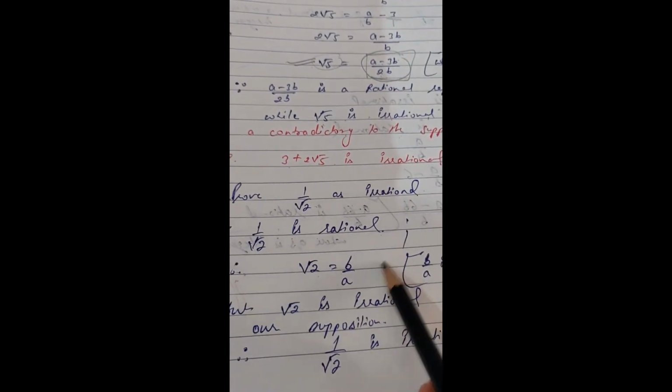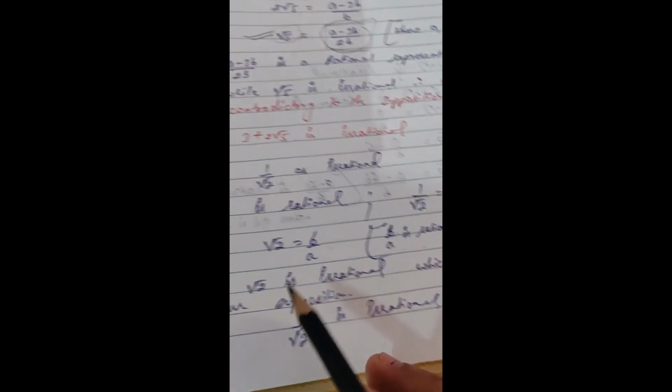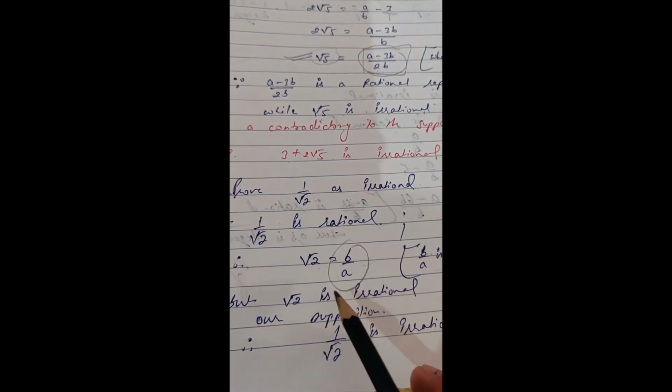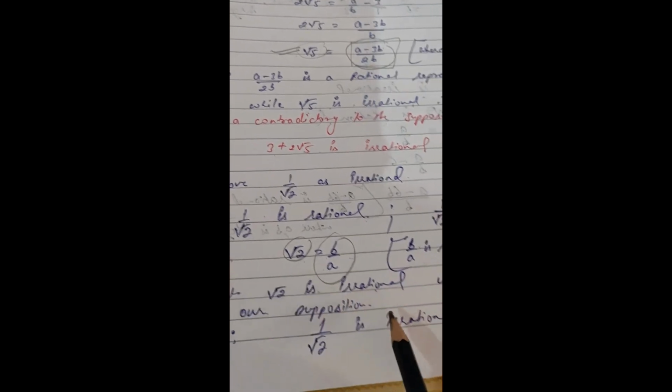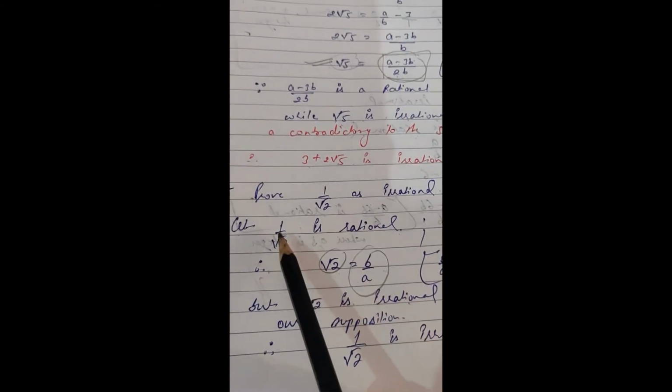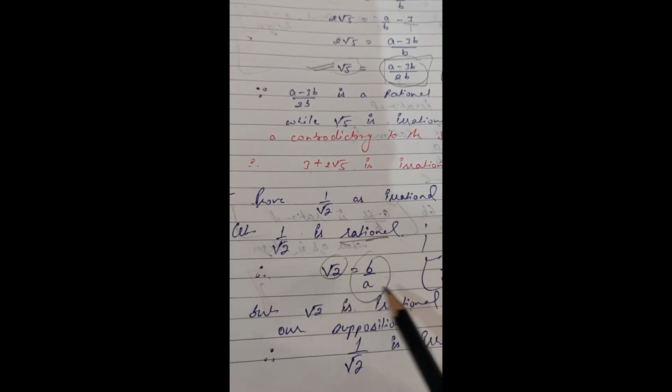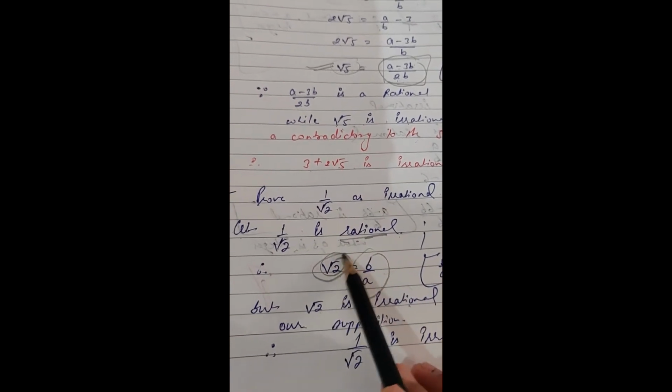Now root 2 is equal to b upon a, and b upon a is a form of rational because they both are integral values. So if it is a rational value, while we already know that root 2 is irrational, it's a contradiction to our supposition that 1 upon root 2 is rational. We can't suppose an irrational value to be represented as a rational value, so we can write that 1 upon root 2 is irrational.